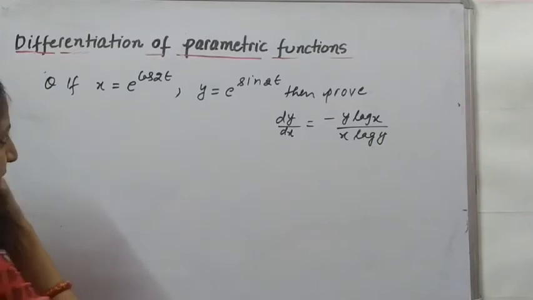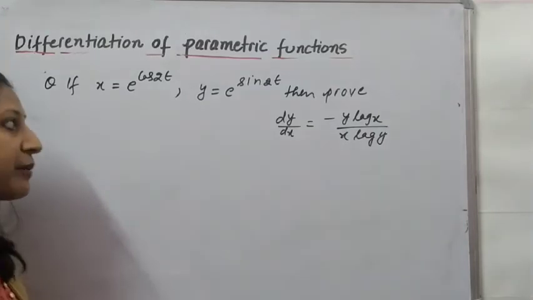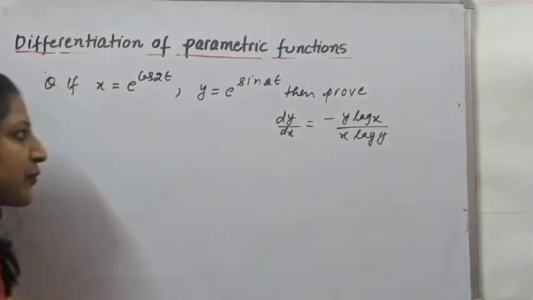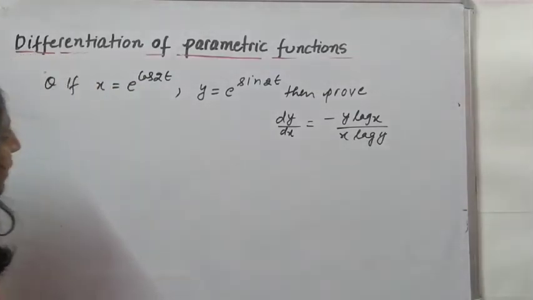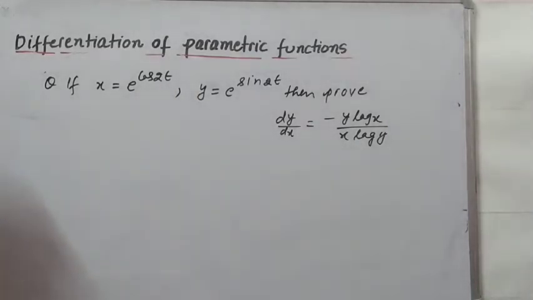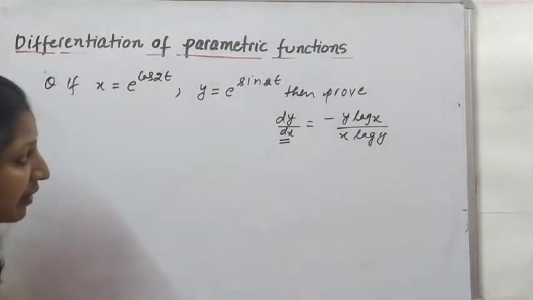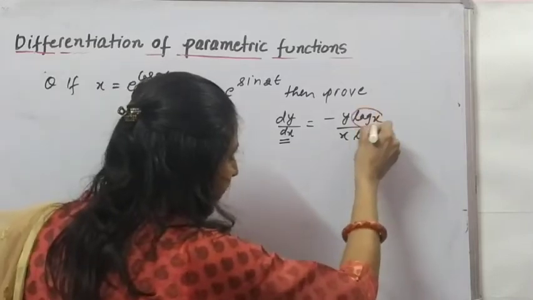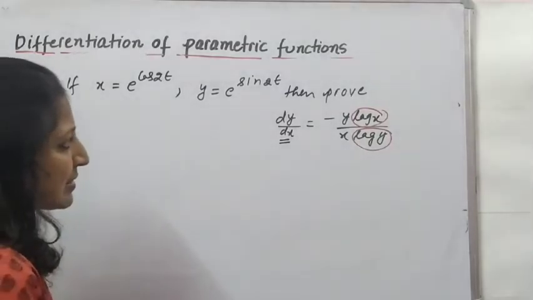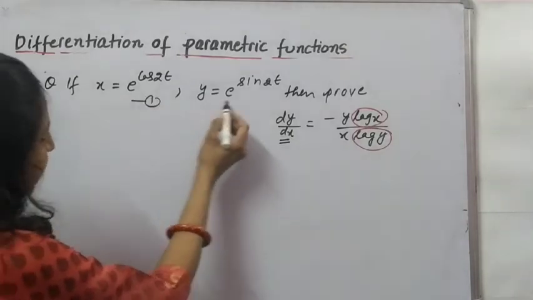So in this question it is given x is a function of t, y is a function of t. Here t is the parameter, it means the function is in parametric form, and we have to prove dy by dx is equal to minus y log x upon x log y, right? So similarly we will first find dx by dt and dy by dt, but in this question students, you can see in our required result, that is dy by dx, there are terms involving log, that is log x, log y. That's why we will start our question by taking log on both sides of equation 1 and 2.